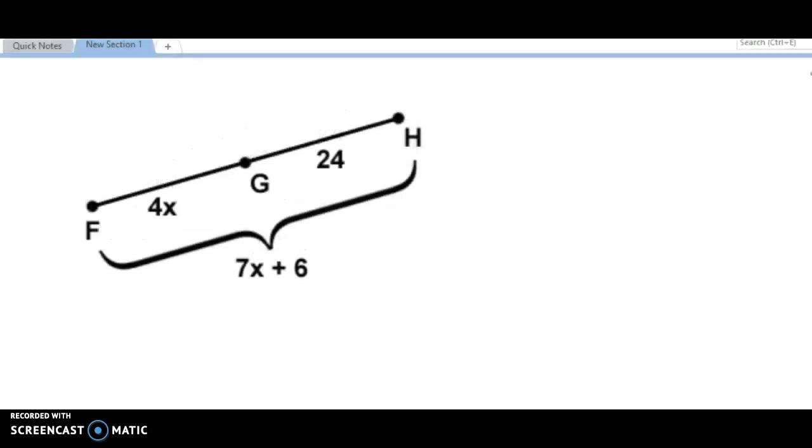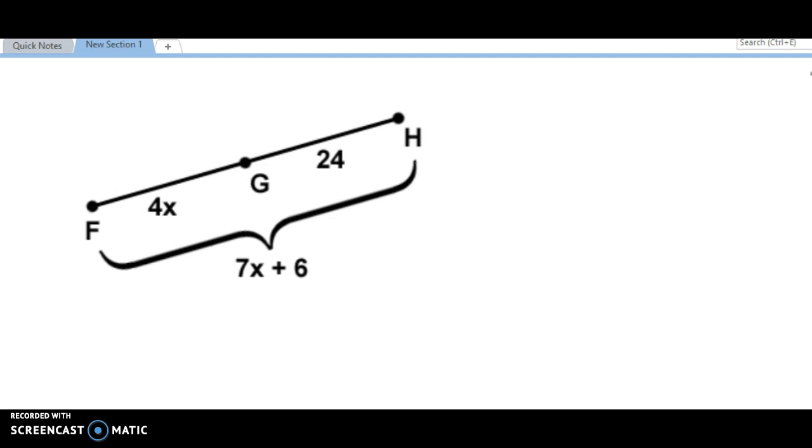Hi everyone, I just want to give you a very quick review today on segment addition, midpoints, and congruent segments. So the problem that I currently have tells me that the entire segment FH has a value of 7x plus 6, while FG is 4x and GH is 24.